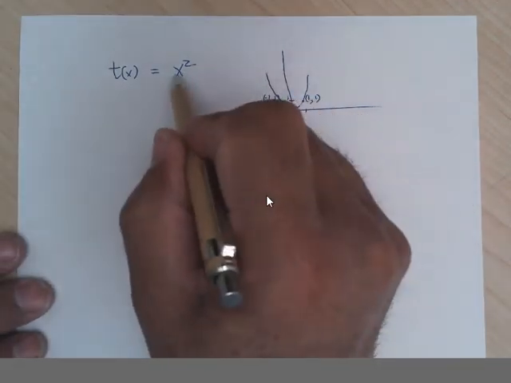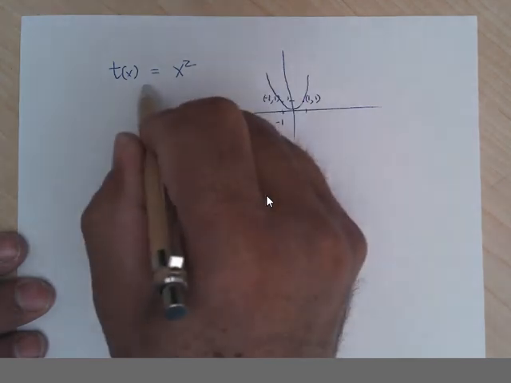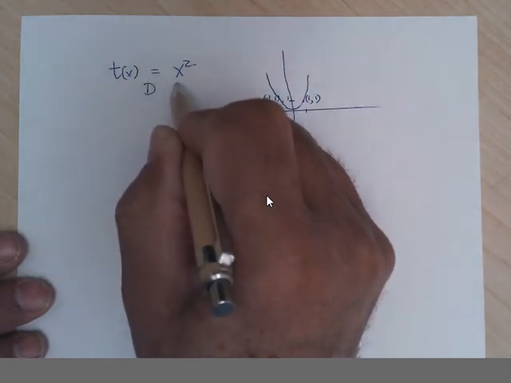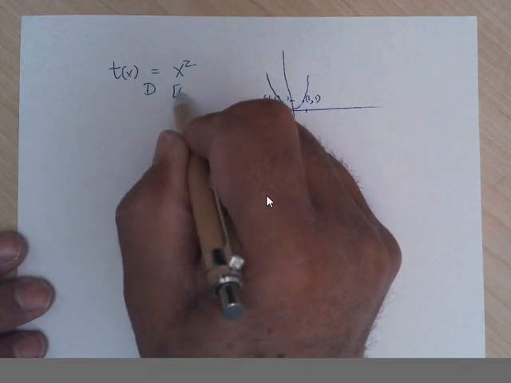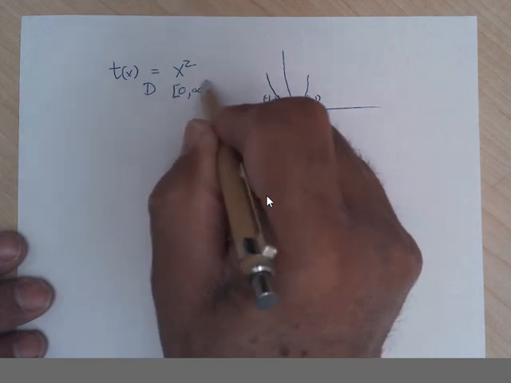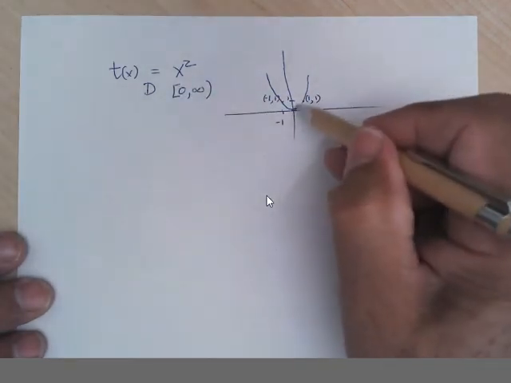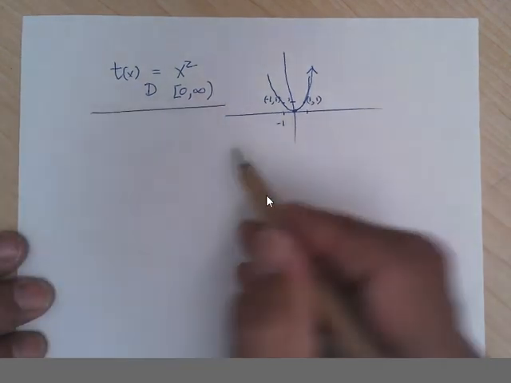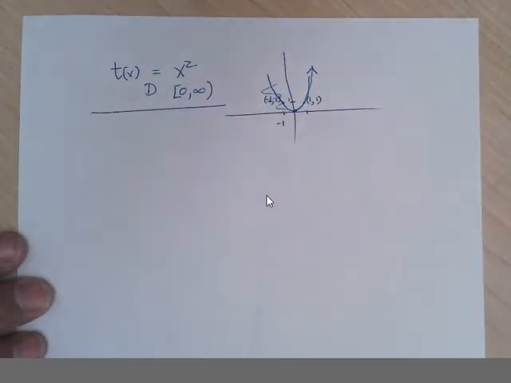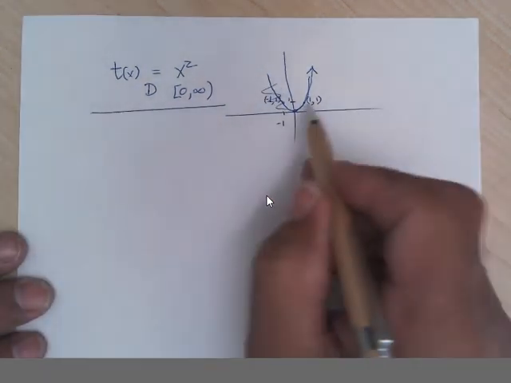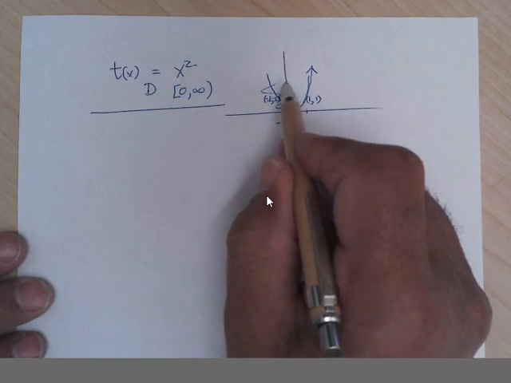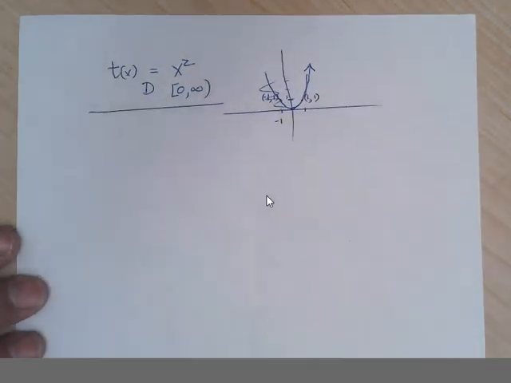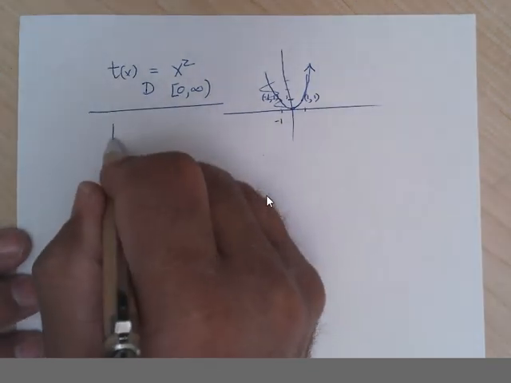But if I restrict the domain, so let's say the domain is the interval from 0 to infinity, then I'm only looking at this half of the parabola. So if that's gone, then the inverse would be a function, because for any y value, any output, I'd only get one input, so this would have an inverse.